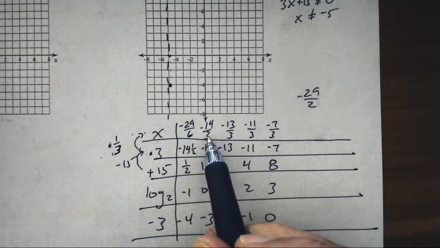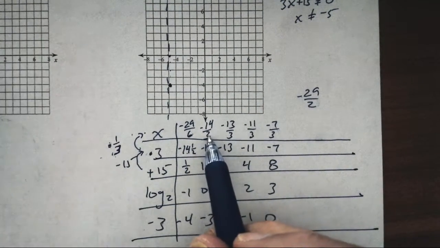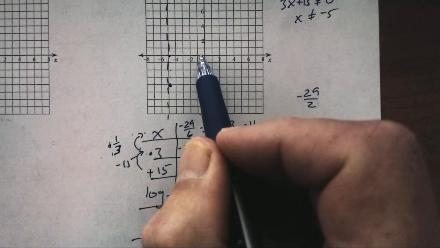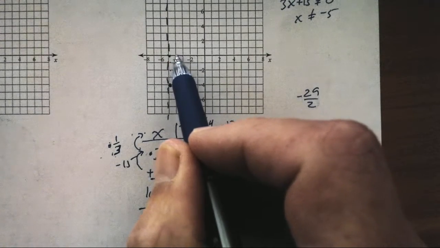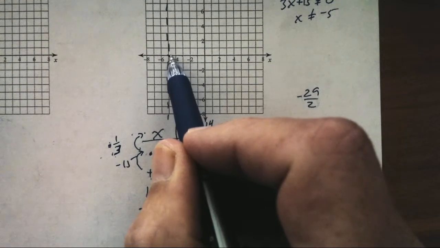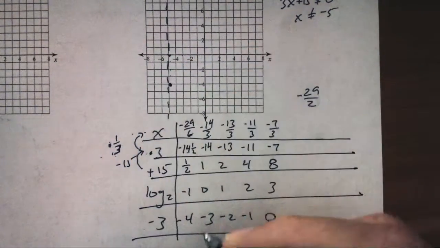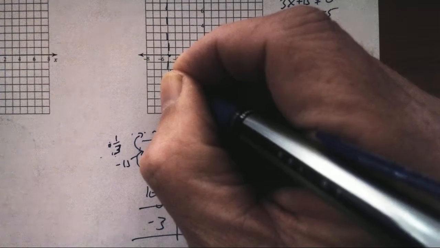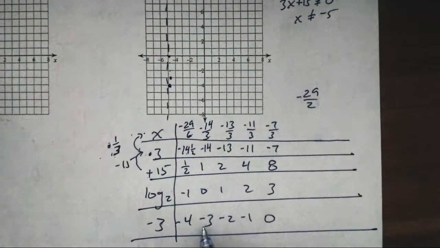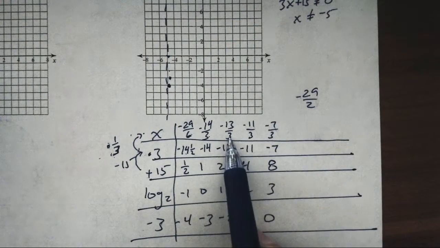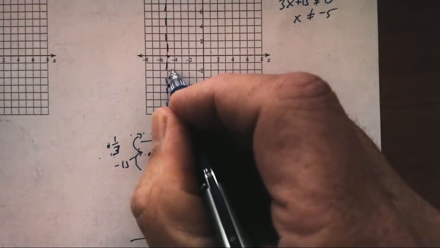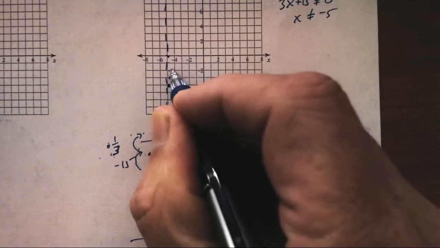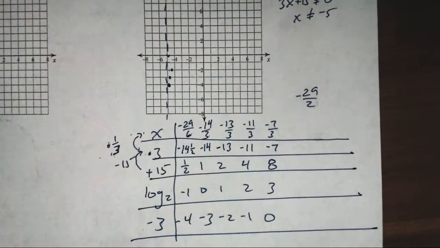Negative 14/3. Excuse me, I'm just going to count by thirds. 1/3, 2/3, 3/3, 6/3, 9/3, 12/3, 13, 14/3. I'm still really close to the asymptote. Gets me down 3. Negative 13/3. That's just 1/3 shy of here. Just barely making horizontal progress at all.